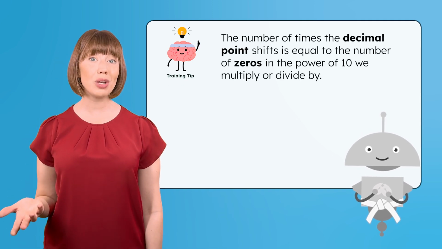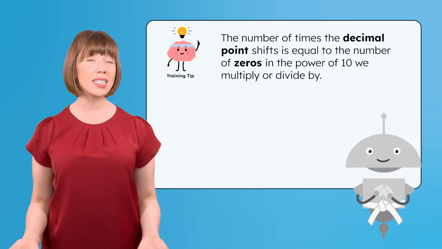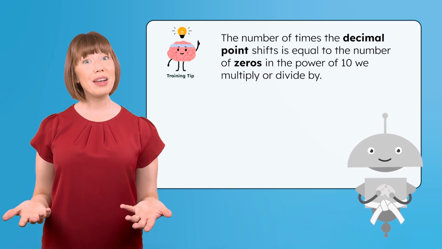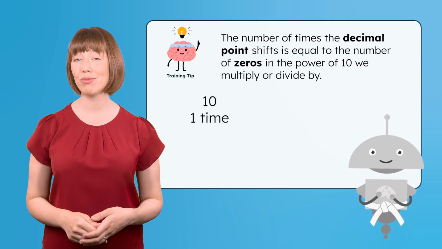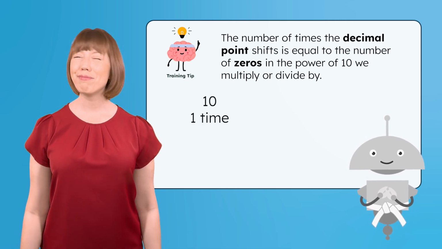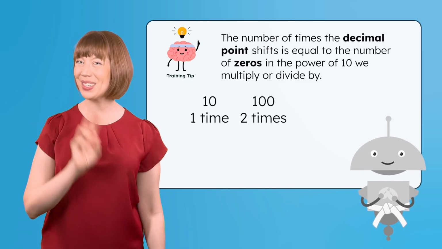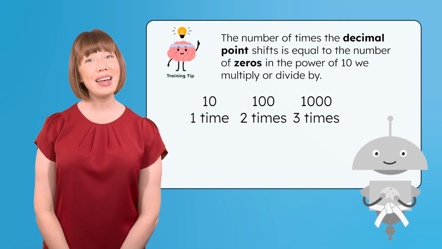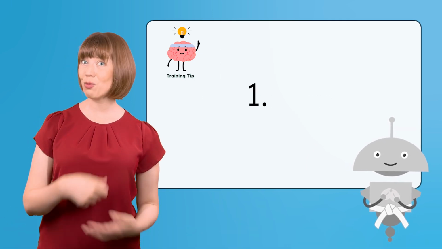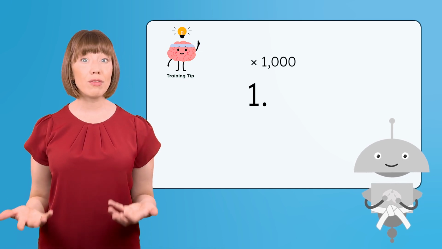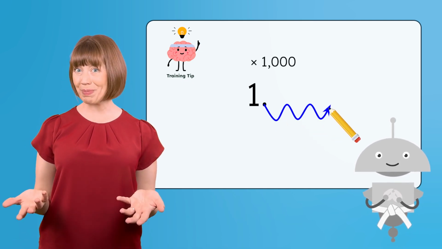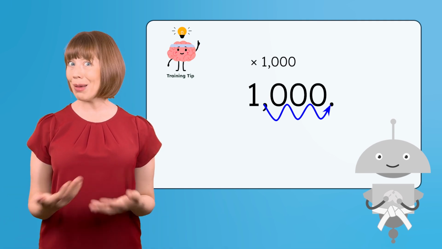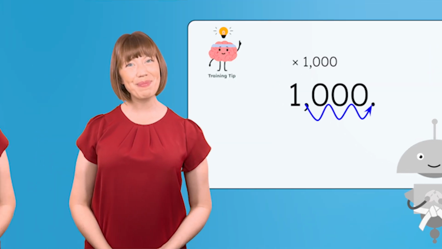Just like with place value jumps, the number of times the decimal point shifts is equal to the number of zeros in the power of 10 we multiply or divide by. For 10, there is 1 zero, so the decimal moves 1 time. 100, 2 times for 2 zeros. And 1,000, that makes the decimal shift 3 times. The decimal will shift to the right when we multiply. We can keep track of the placement of the decimal by drawing scoops, one for each place value we are moving. And then we will fill in any empty scoops with zeros as placeholders.